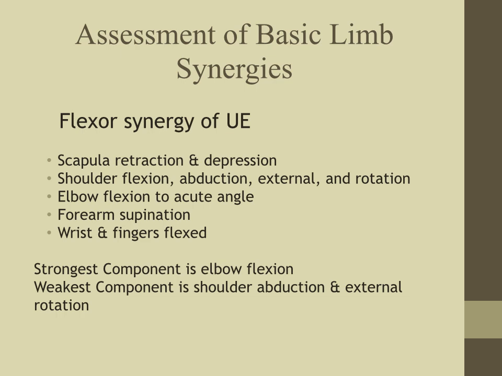Assessment of basic limb synergies. Flexor synergies are utilized to incorporate movements needed for functional activities. The flexor synergy of the upper extremity includes scapular retraction and depression, shoulder flexion, abduction, and external rotation, elbow flexion to the acute angle, forearm supination, and wrist and fingers flexed. The strongest component is elbow flexion, and the weakest component is shoulder abduction and external rotation.